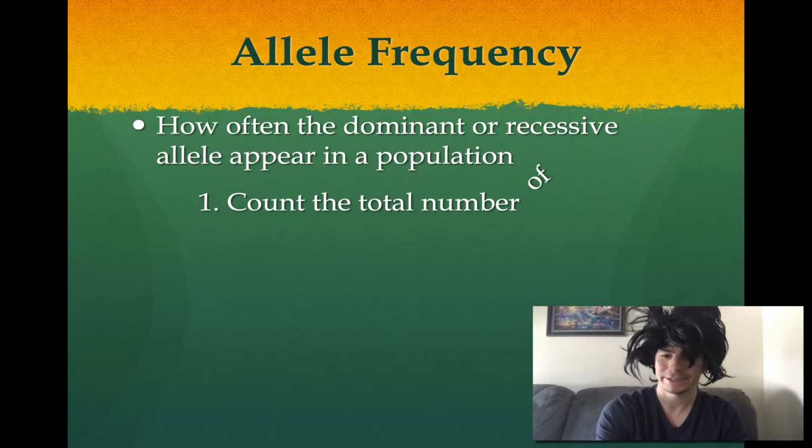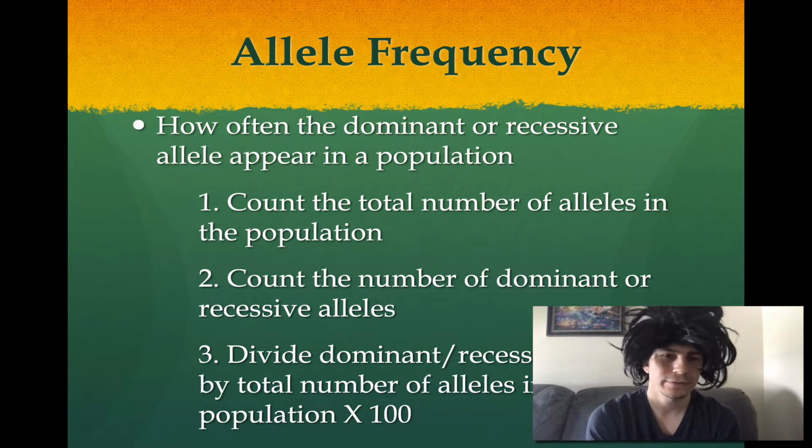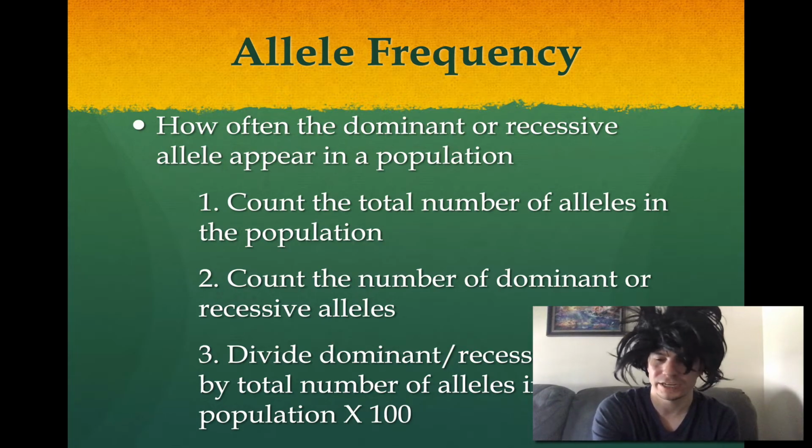Oh my, this animation is just too much. Okay, there we go. So allele frequency is how often the dominant or recessive allele, this is not genotype, this is just the allele, appears in a population. We count our total number of alleles. Then, depending on what the question's asking, we count the dominant or recessive alleles. Divide the dominant or recessive, whatever it's asking, by your total number of alleles, times 100. That's going to get your allele frequency, or your percentage, at the end.